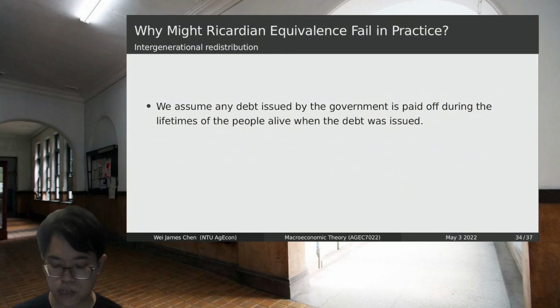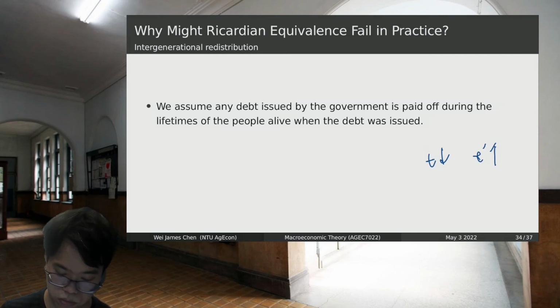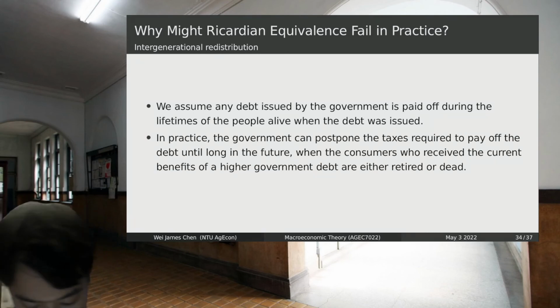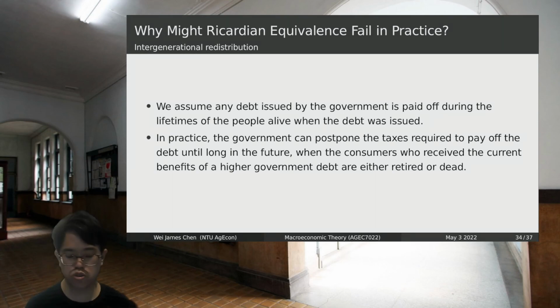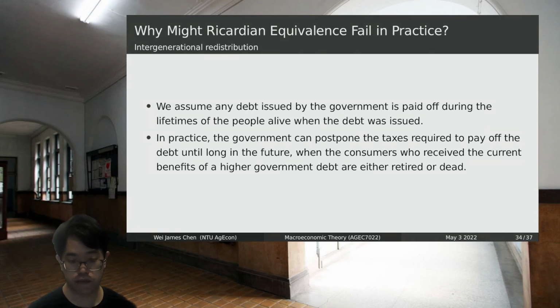Another thing is the intergenerational redistribution problem. We sort of assume that everybody lived for 2 periods. And so when T goes down, it affects you, and when T prime goes up, it also affects you. Right? But it could be the case that the government can postpone the tax until even longer in the future, so that the consumer who receives the current benefit does not actually pay for this tax in the future. Either this person retires or just dies.